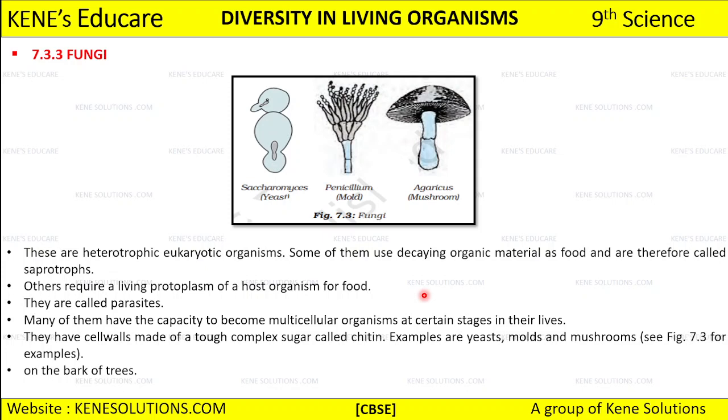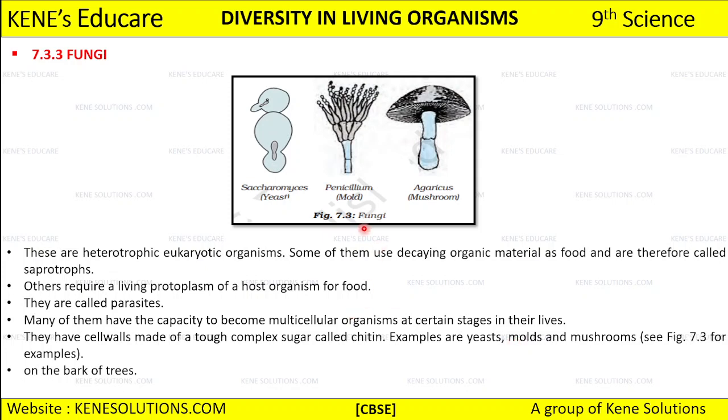उनका cell wall किससे बना होता है fungi का? Cell wall is going to be made up of a tough complex sugar, and this tough complex sugar we call chitin. And the examples of fungi are yeast, molds, and mushroom, which grows on the bark of the trees.